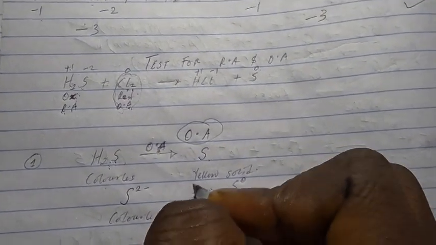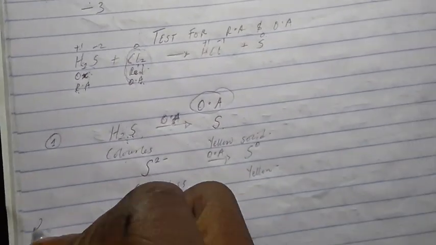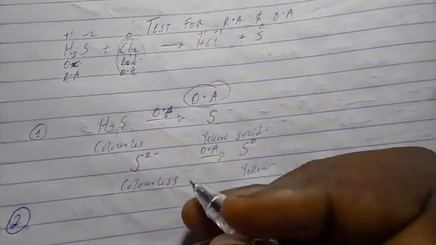It has no charge. Then this one is yellow in color. So when you see that yellow color, then you say that what you have added is called an oxidizing agent. Let's check another example. So number 2. Look at this number 2 now.